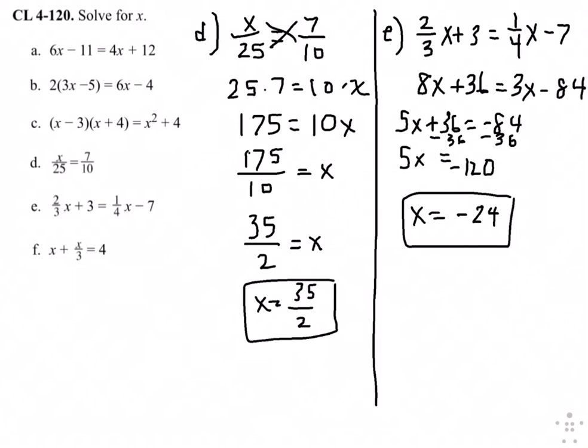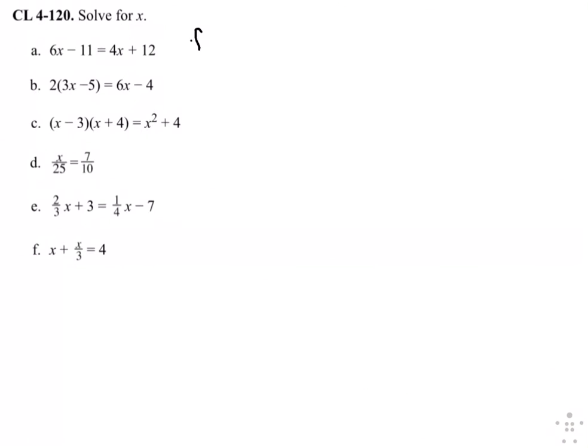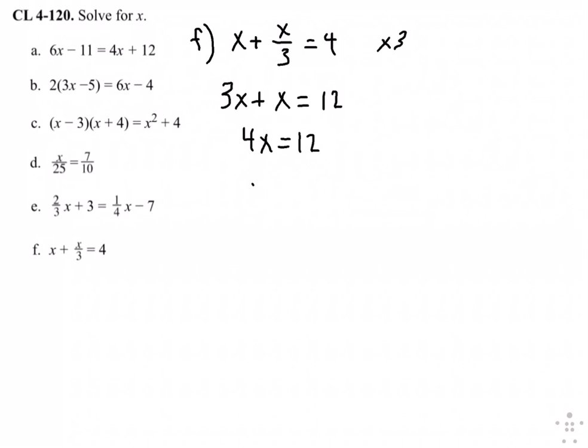And the last one, F, let me make space. F, x plus x over 3 equals 4. So this one, we could do a couple ways. I'm just going to multiply both sides of the equation by 3, right? So I get 3x plus 3 times that is x equals 3 times 4 is 12. So 4x equals 12, x equals 3 for the last one. Again, when you have fractions and you don't want fractions, use your multiplication property of equality to get rid of them.